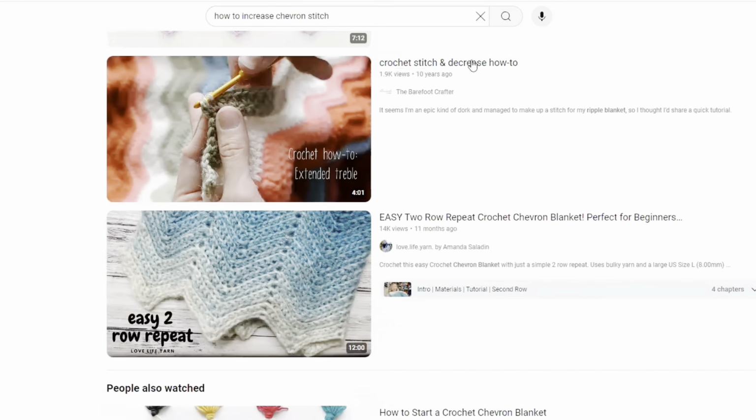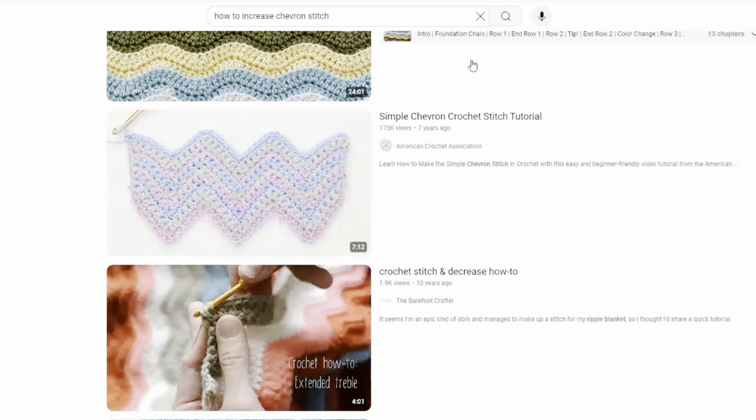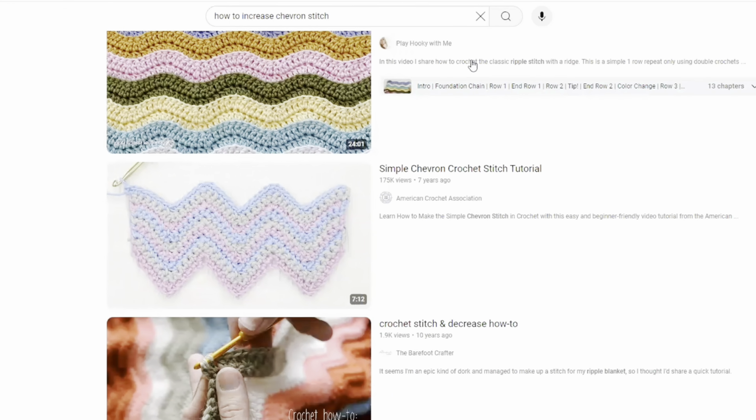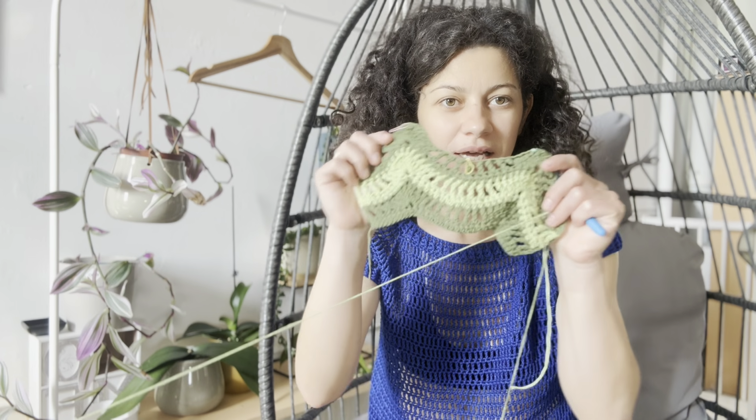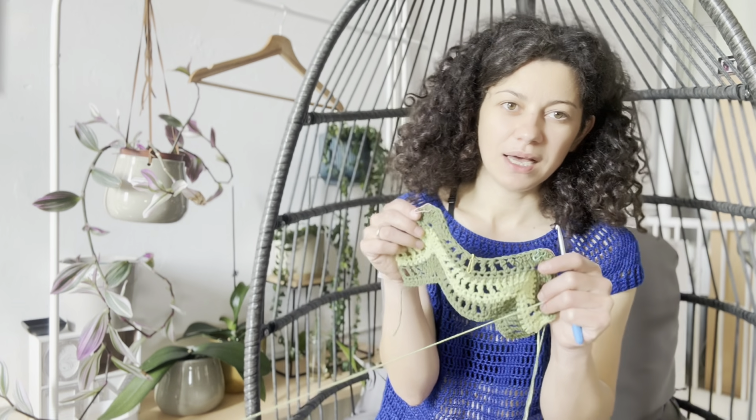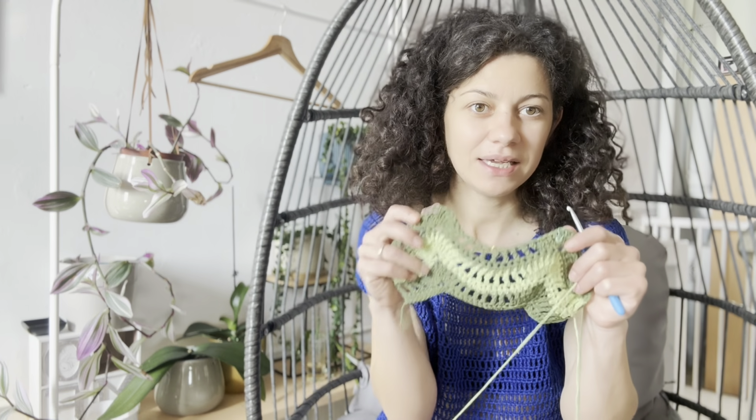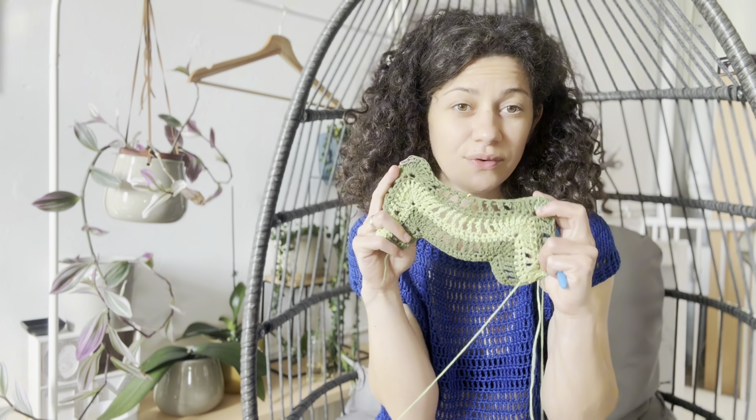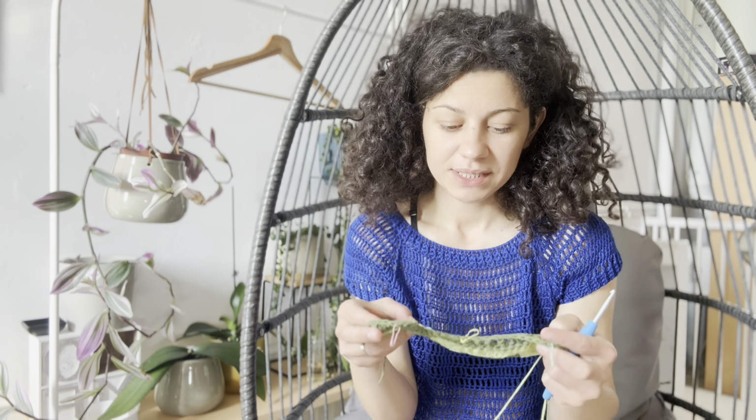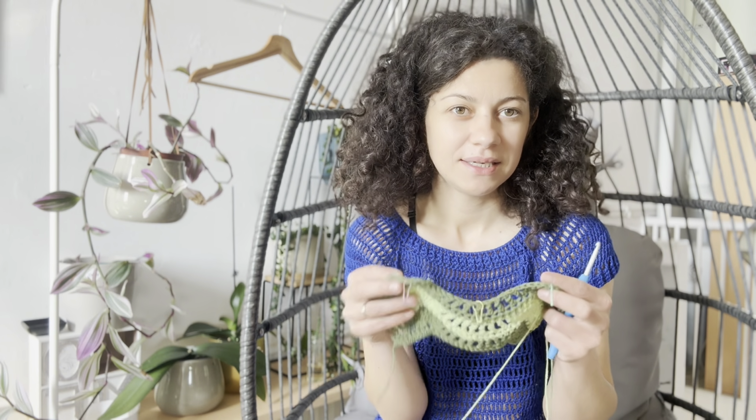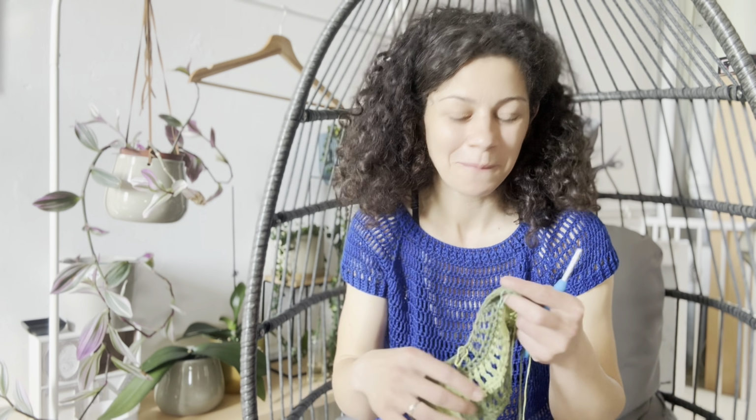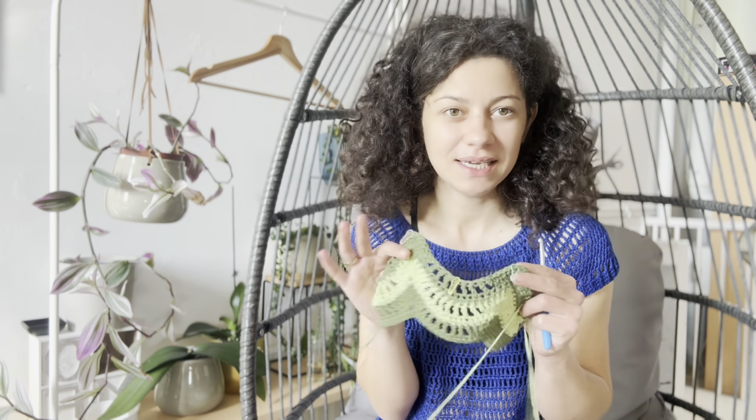So in today's video I have the sample here. I'm planning to explain the anatomy of the ripple stitch pattern. I will do it exactly on the stitch pattern that I use for the wavy skirt, but the rules apply for any other ripple stitch pattern.